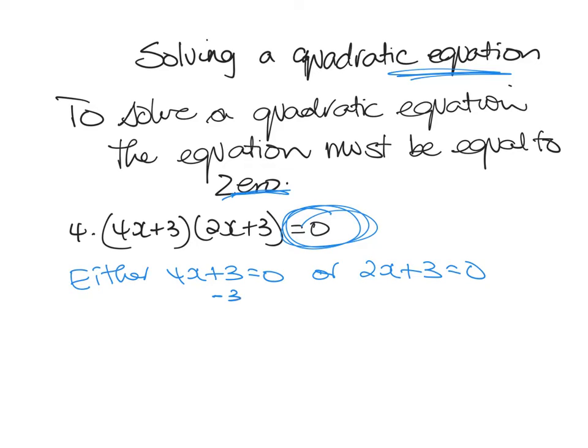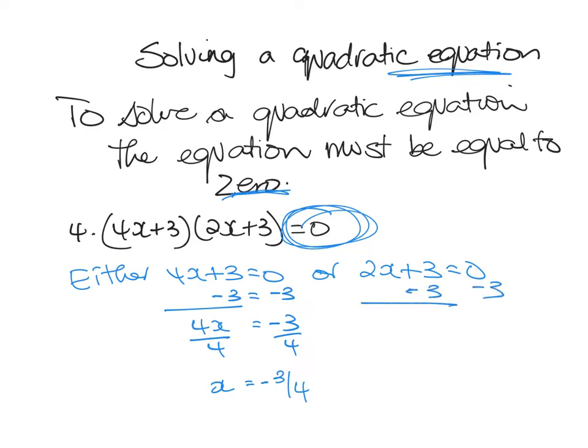So I minus 3 from this side, which means I minus 3 from this side as well, and I get 4x equal to minus 3. I divide both sides by 4, so I get that x is equal to minus 3 over 4. That's one of the two answers. The second answer, I minus 3 from this side, and I get that 2x is equal to minus 3, and I divide both sides by 2. So my second answer is that x is equal to minus 1.5, and I must state it exactly like this, showing both answers to get full marks.